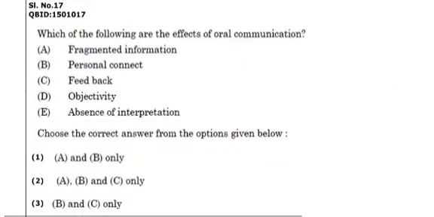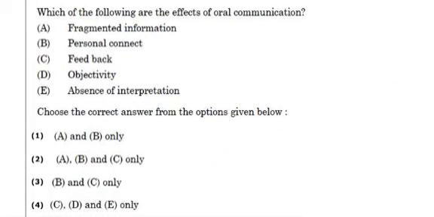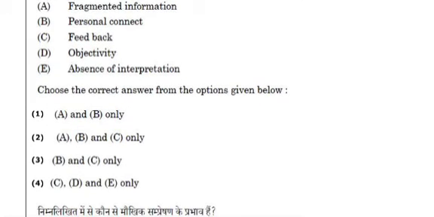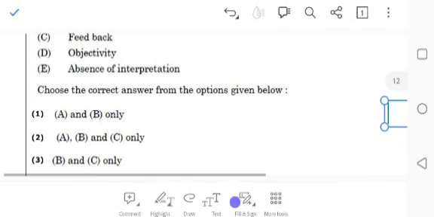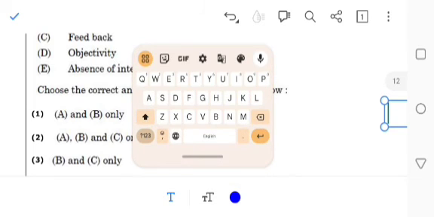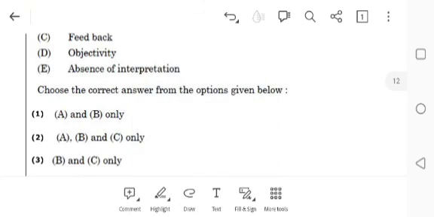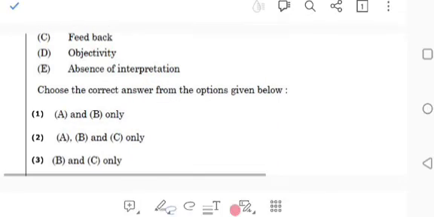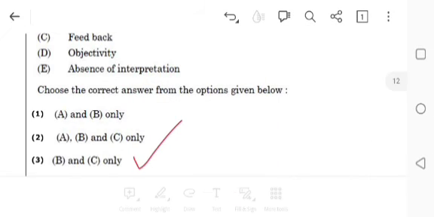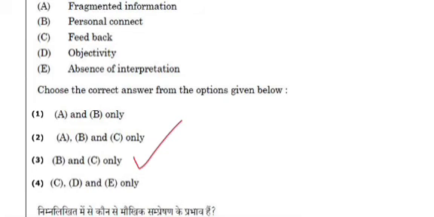Seventeen. Which of the following are the effects of oral communication? Fragmented information, personal connect, feedback, objectivity, absence of interpretation. So the correct options will be B and C. Wait, I might have clicked the wrong option. Okay, so B and C will be correct. B was personal connect and C was objectivity. Done.